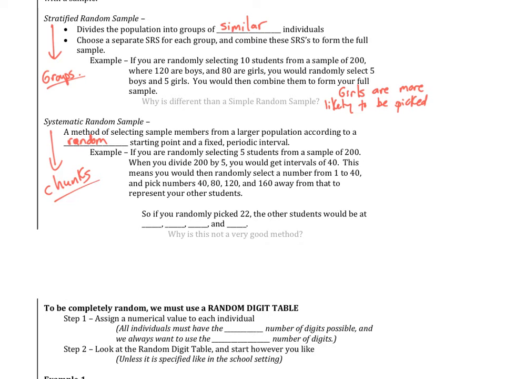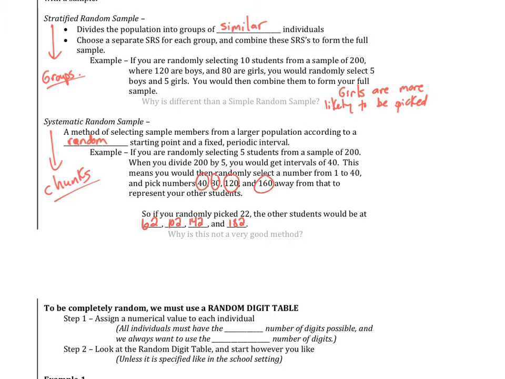So if you randomly pick 22, the other numbers would be 62 because that's 40 bigger. It'd be 102 because that's 80 bigger, 142 because that's 120 bigger, and 182 because that is 160 bigger. So 40 bigger, 80 bigger, 120 bigger, and 160 bigger than 22.